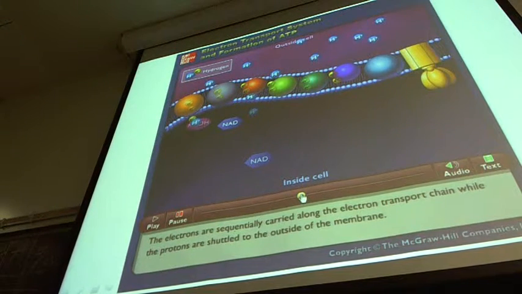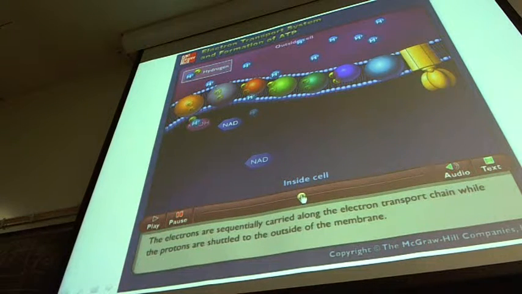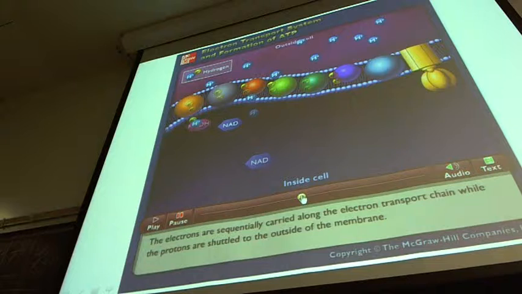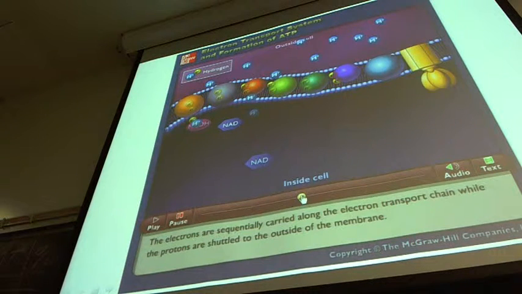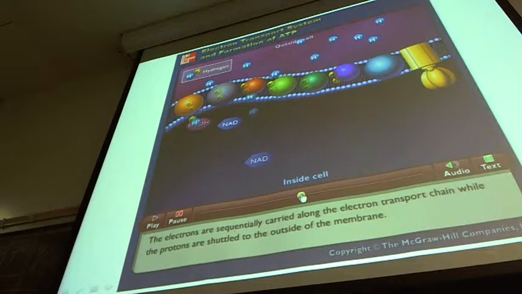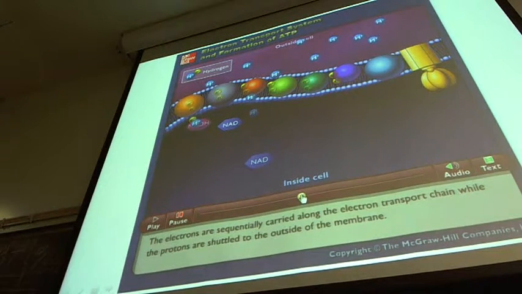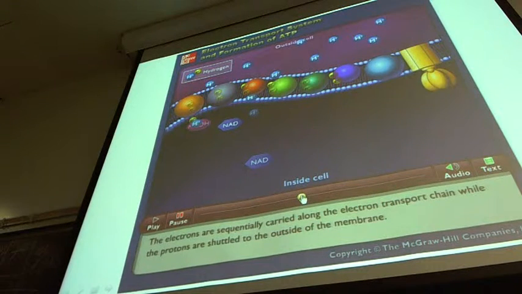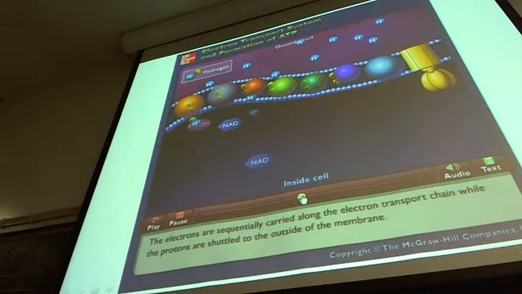What's happened is you're getting a gradient on that side where you have a lot of hydrogen and they're trying to get back into the cell. They're allowed to come through the turbine, and the energy that they create coming through takes ADP, attaches a phosphorus, and you have ATP. That's where the majority of your ATP in the cell is formed. And what is that yellow part called? That's ATP synthase. It's an enzyme and a protein together there.